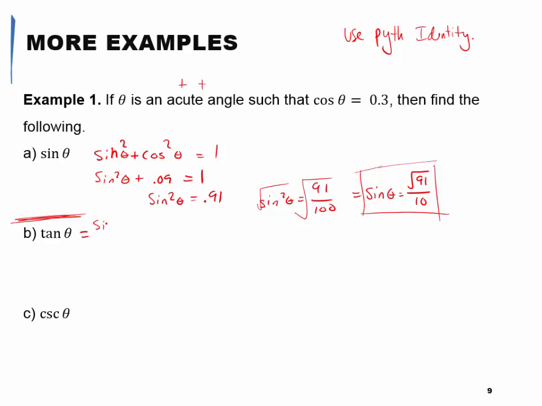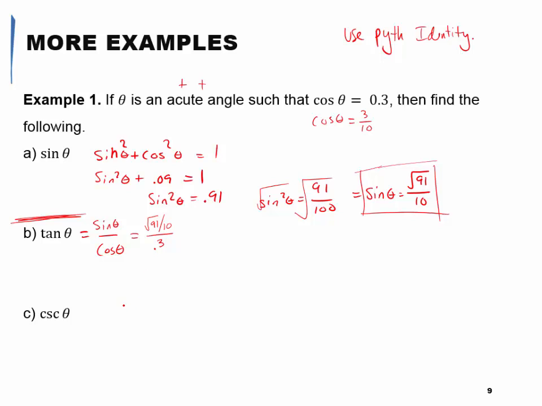So, tangent. Tangent is sine theta over cosine theta. Oh my goodness. We have all the information we need, sort of. Cosine theta, what would that be as a fraction? 3 over 10. So we can actually plug it in. You don't have to use fractions. How would you do it without a fraction? You would do square root 91 over 10 divided by 0.3?